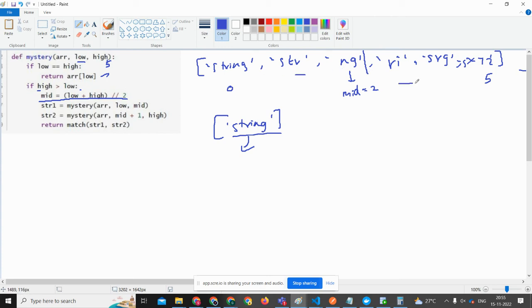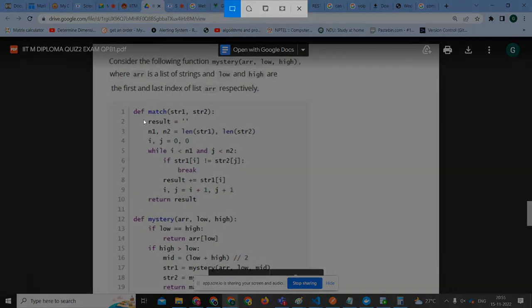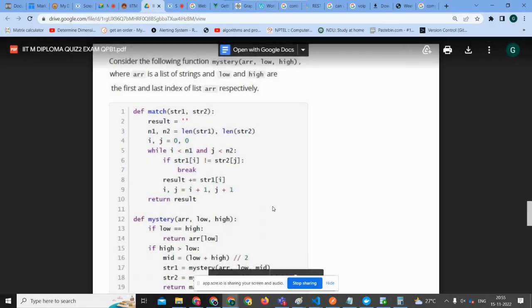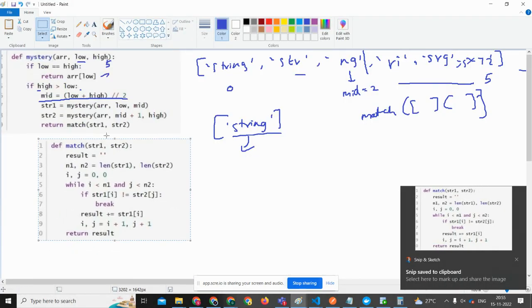So we include the mid, and then string 2 is going to be this. We have str1 on the left, and str2 on the right. Now we are calling the match function on the left part and the right part. See, we are just exploring code. Even I don't know what is going to happen. I thought only one thing was going to happen. Fine.